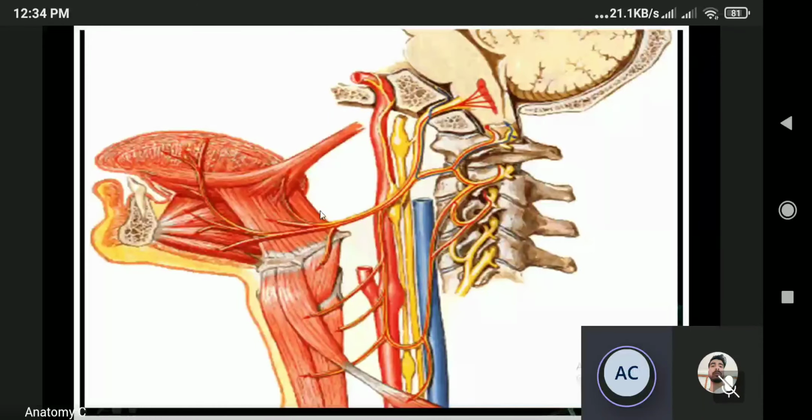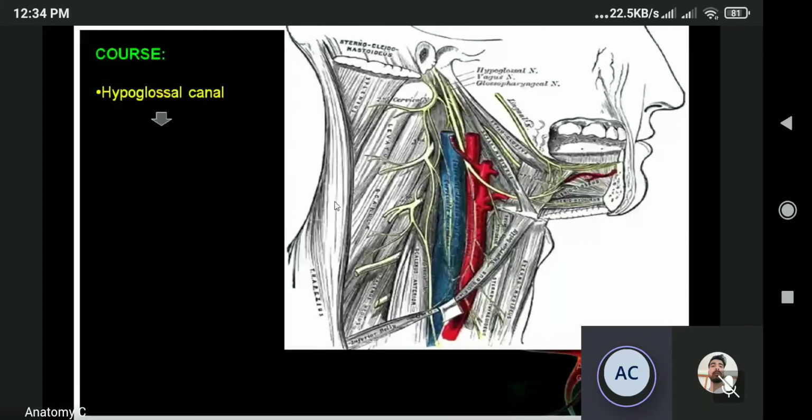So what is the course? When it comes out from the hypoglossal canal, it will present with the 9th, 10th, and 11th cranial nerves, the internal jugular vein, and the internal carotid artery. Next, it will run between the internal carotid artery and the internal jugular vein. This one. Then after that, it will present lateral.